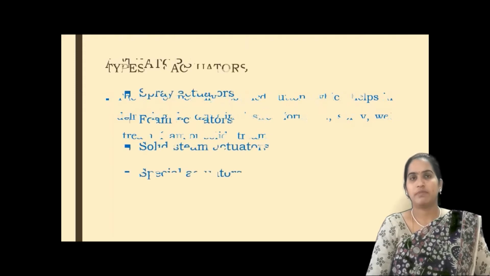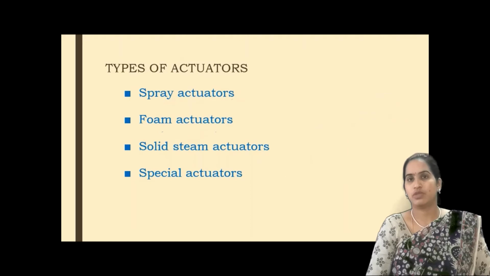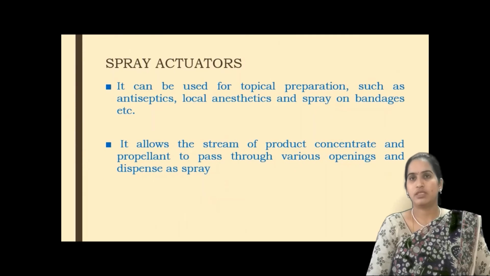So next, types of actuators. There are different types of actuators based on the desired form of the delivery. Those include spray actuators, foam actuators, solid stream actuators and special actuators. Spray actuators can be used for topical preparations such as antiseptics, local anesthetics and spray on bandages, etc. These actuators deliver the product in the form of fine spray.